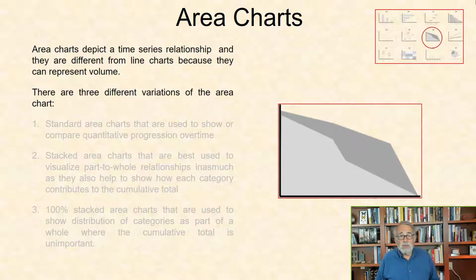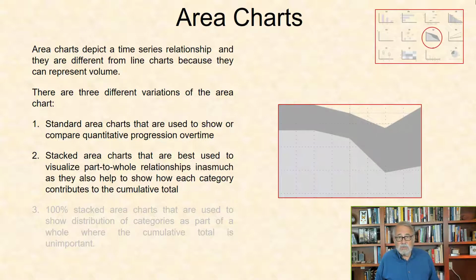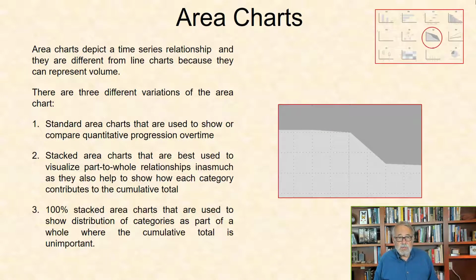There are 3 different variations of the area chart. The standard area charts that are used to show or compare quantitative progression over time, stacked area charts that are best used to visualize part-to-whole relationships, inasmuch as they also help to show how each category contributes to the cumulative total, and 100% stacked area charts that are used to show distribution of categories as part of a whole, where the cumulative total is unimportant.